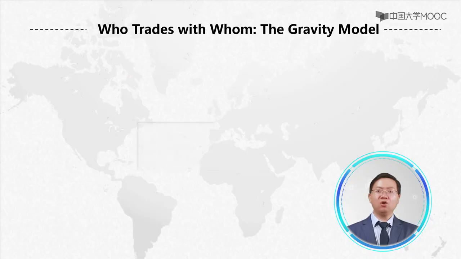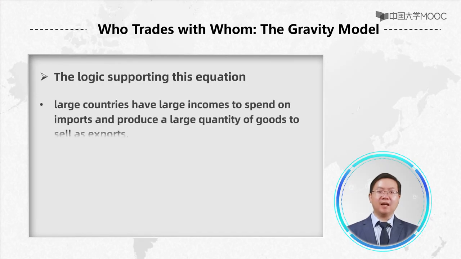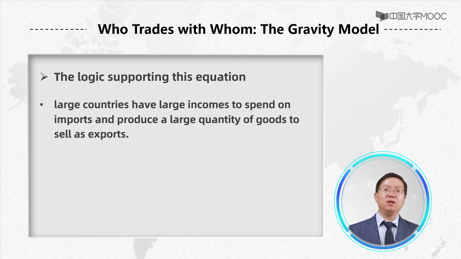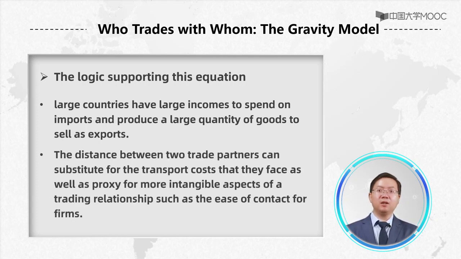The logic supporting this equation is that large countries have large incomes to spend on imports and produce a large quantity of goods to sell as exports. This means that the larger either trade partner is, the larger the volume of trade between them. At the same time, the distance between 2 trade partners can be a substitute for the transport costs that they face, as well as a proxy for more intangible aspects of a trading relationship, such as the ease of contact for firms.